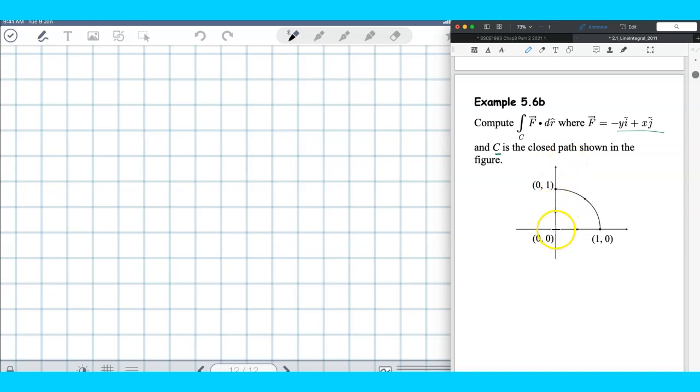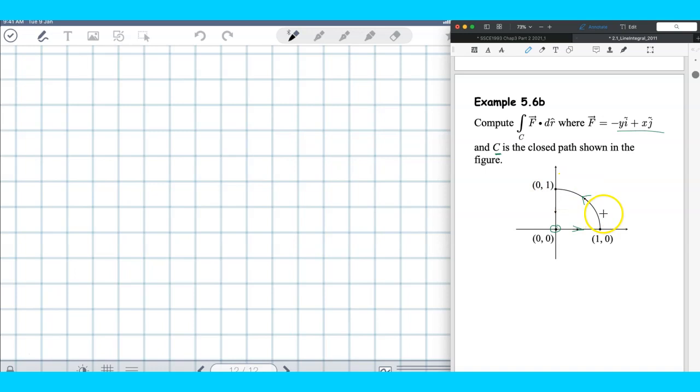It looks like, let's say you are starting at (0, 0), and from (0, 0) you move to (1, 0) along the x-axis, and then from (1, 0) to (0, 1) you follow this route. This one looks like part of a circle, right? Because you can see the radius here is 1 and the radius here is also 1. So this is a circle actually.